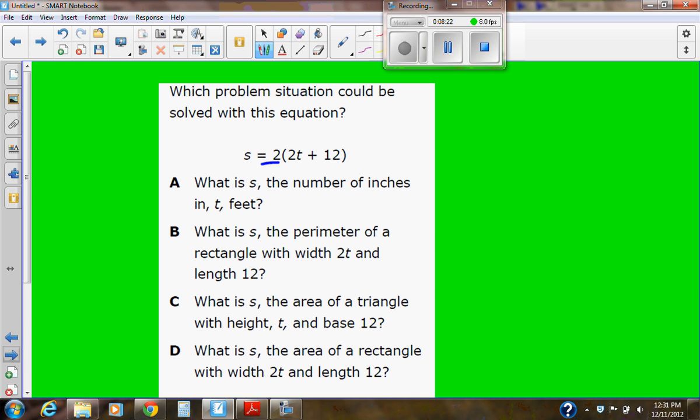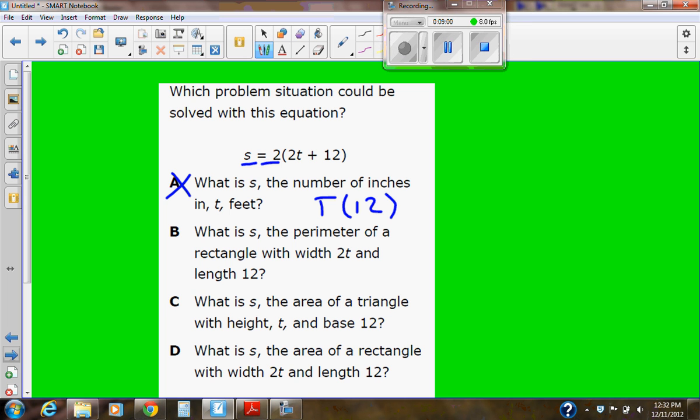We'll start with A. What is S, the number of inches in t feet? Well, let's take a look at that. S is on the outside, okay? We're looking for that. It's the number of inches in t feet. Well, if we know that there's 12 inches in a foot, then we would multiply t times 12 to find out the number of inches in t feet. I don't see anything up there that says 12 times t. So A, stop the answer.